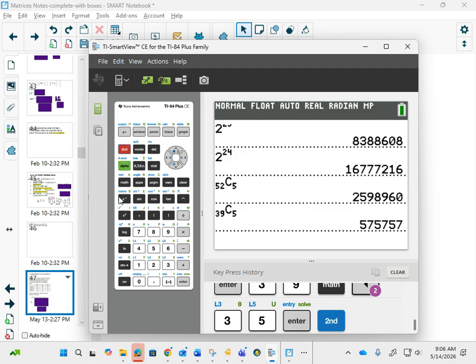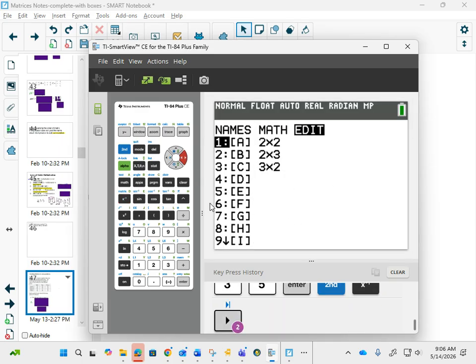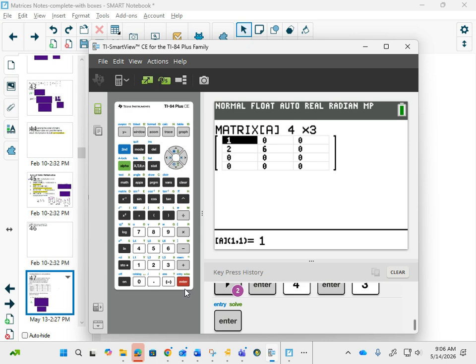So I go second matrix, and I'm just going to overwrite. I'm going to go over to edit and write it in matrix A. I know that we had a matrix in here the other day. We don't have to delete it. I can just go 4 by 3, and it automatically adds those new things, and I don't even have to hit delete. If I just start typing things, it just replaces them.